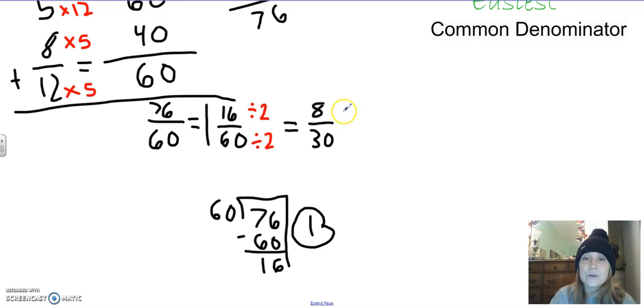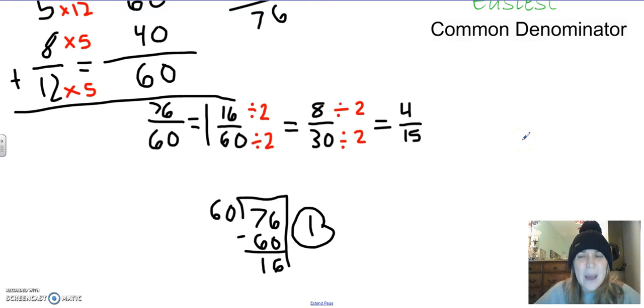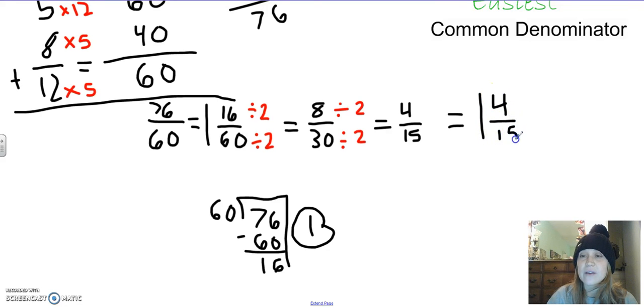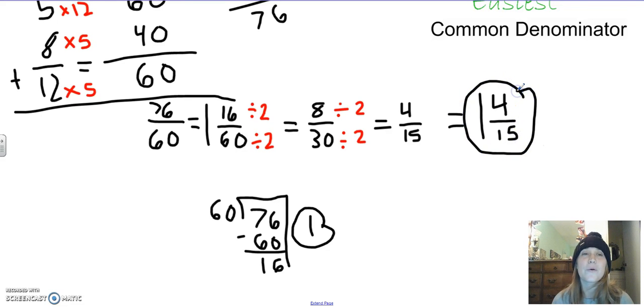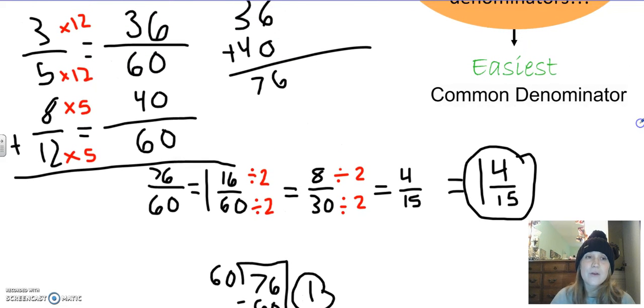Still two even numbers, right? That means I can divide it by 2 again. 8 divided by 2, 30 divided by 2. Again, I'm just trying to find the most simplified fraction. 8 divided by 2 is 4. 30 divided by 2 is 15. 4 and 15, those are not both even numbers, so 2 can't go into it. Is there any number that I could divide evenly into 4 and 15? Nope, there's not. So that's my simplified fraction. It's the smallest my fraction can go. So my final answer, mixed number, simplified fraction, is 1 4/15. All right, so going back up here to my problem, 3/5 plus 8/12 equals 1 4/15.